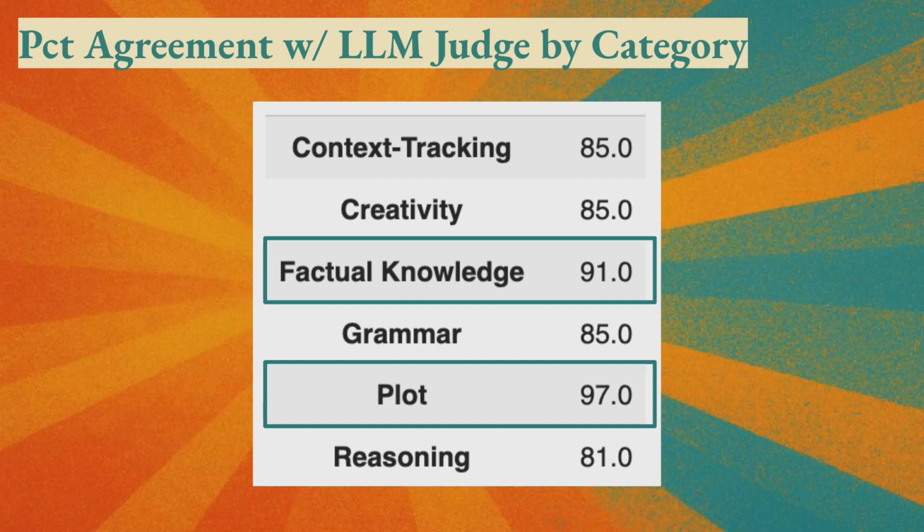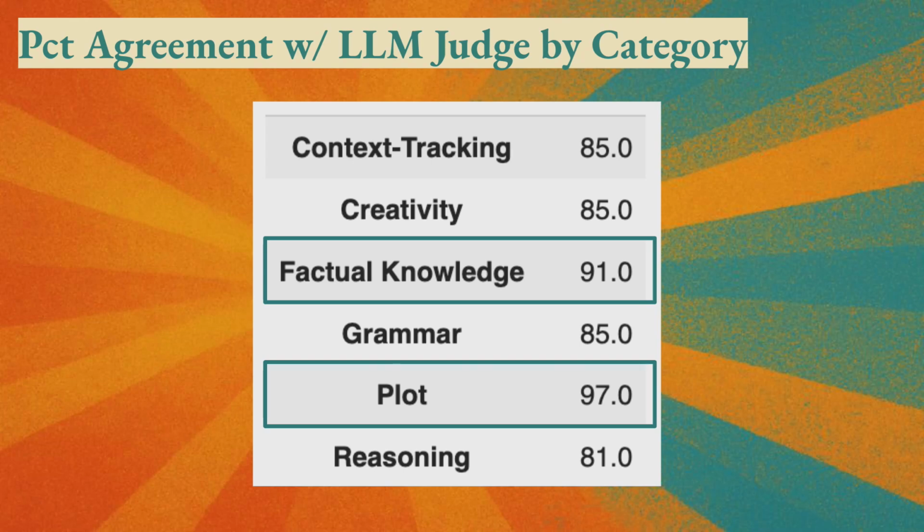If we break it down by category, we start to see some differentiation. So factual knowledge and plot were the two highest alignments. So I agreed 97% of the time with Claude's score, with Haiku's score for plot, and 91% of the time for factual knowledge. So, okay, that's great. I don't have to worry about those two. I've hit my target alignment score.